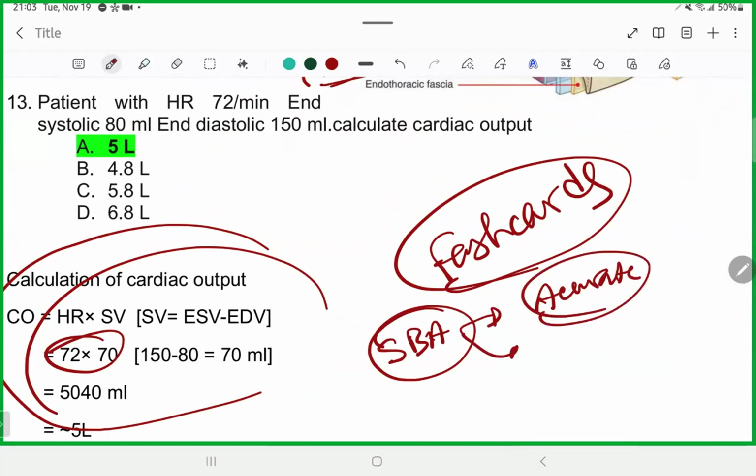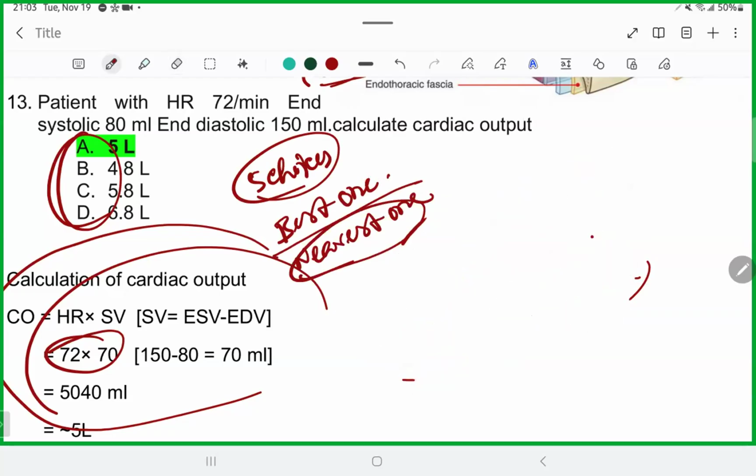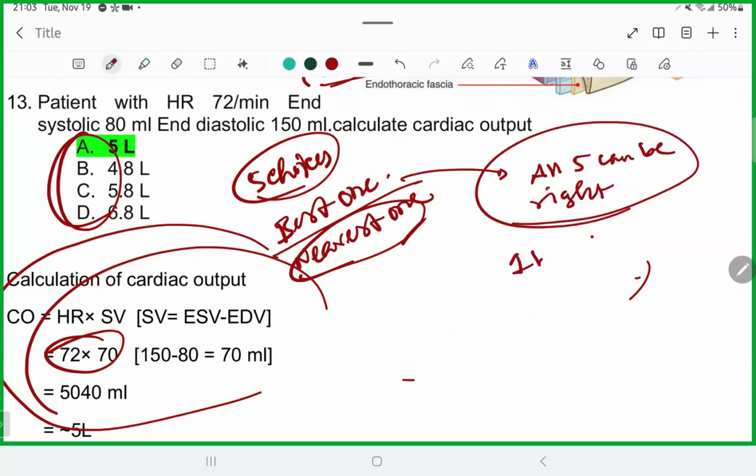Always, they will give you five choices. And what do you do? You select the best one from the choices. Best one, nearest one. What's the difference between best one and nearest one? See, all of the five choices can be correct. All five can be right, but there will be one best of all. How do you know which one's best? Revise from my classes.